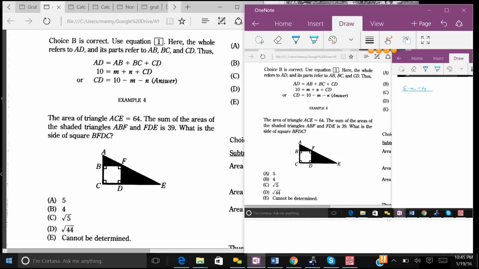Is it 25? Yes. Do you understand why? Because you have to take the whole triangle and subtract the shaded region that you don't need, right? Okay. So that's how you know that square has an area of 25.